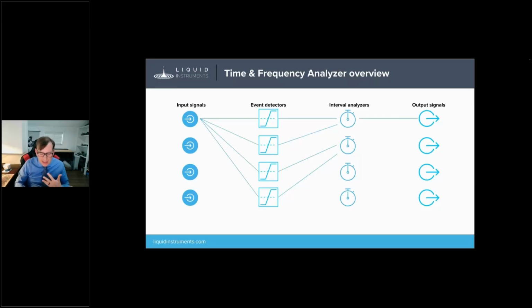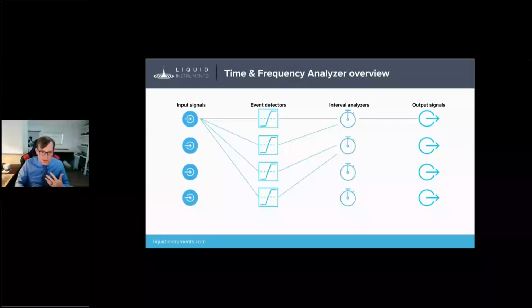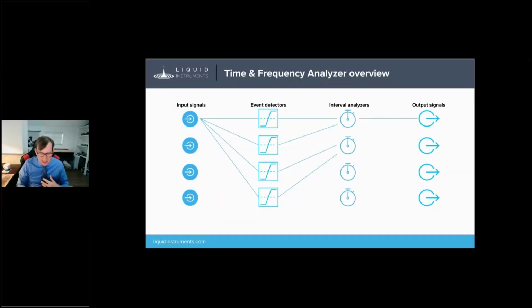And without filling this entire page up with lines, basically this whole configuration, this whole instrument is fully meshed together. You can trigger any of the event detectors, you can assign them to trigger off any of the input signals, and you can trigger any of the interval analyzers to measure the time difference between any pair of events.